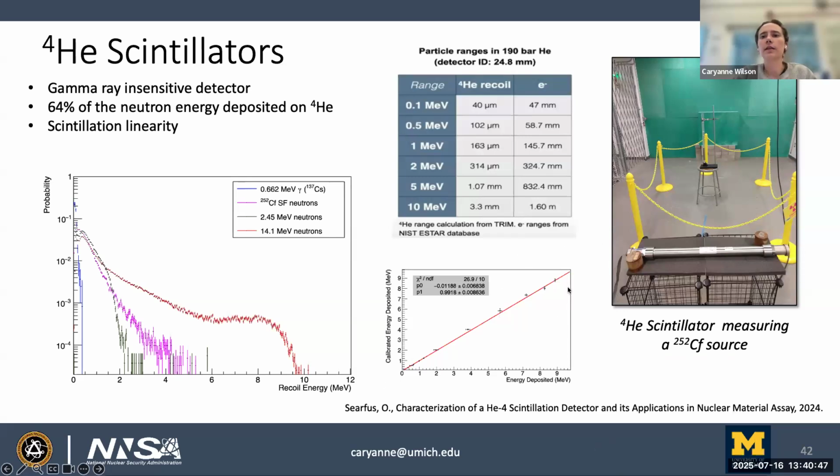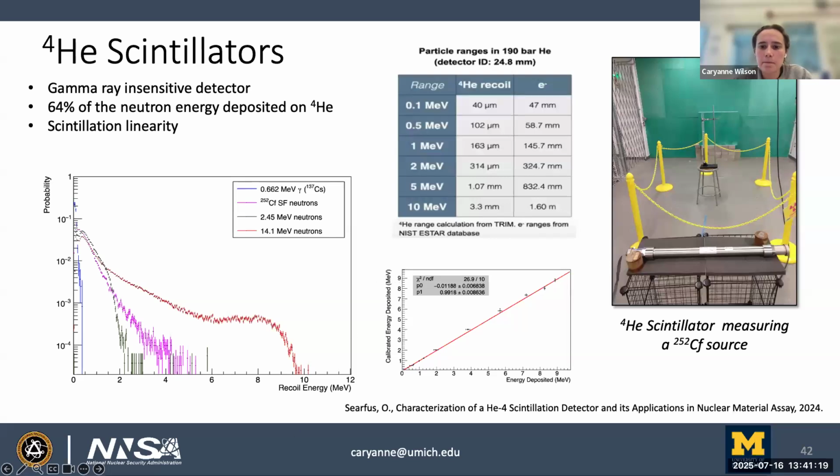So you can kind of see this quenching down here. And then this is a table summarizing the range of an electron in this gas. So when we work with this detector, we can usually just set a threshold around 300 keV. And when we set that threshold, we eliminate almost all of the gamma ray counts because this range is so large. It'll deposit way less than 1 MeV.